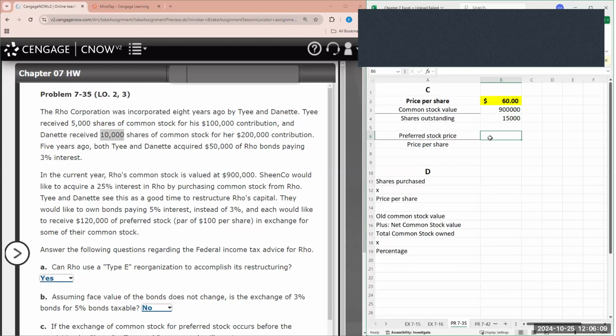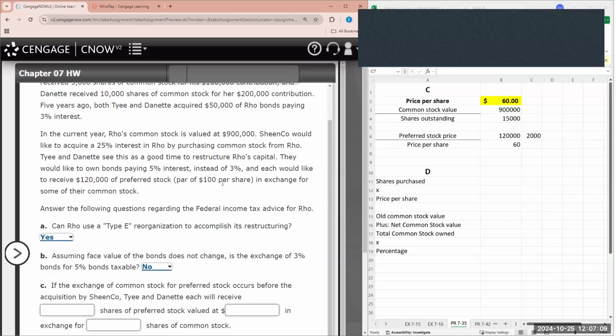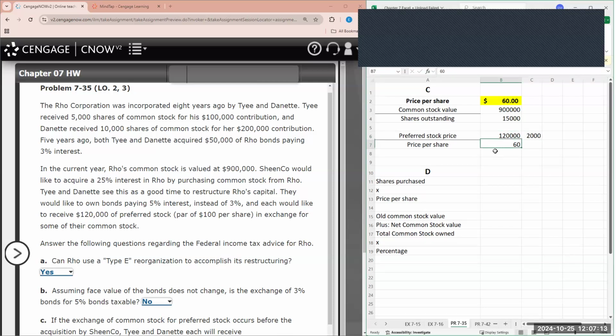Now, based on this problem, we'll scroll down. Again, we want to determine how much they are going to receive, and how many shares. The next thing we need to factor in is that they are going to be receiving $120,000. We see here the preferred stock price is $120,000 and the price per share is 60. So 120,000 divided by 60. This lets us know that if they decided to exchange it for the common stock, it is going to be based on 2,000 shares.